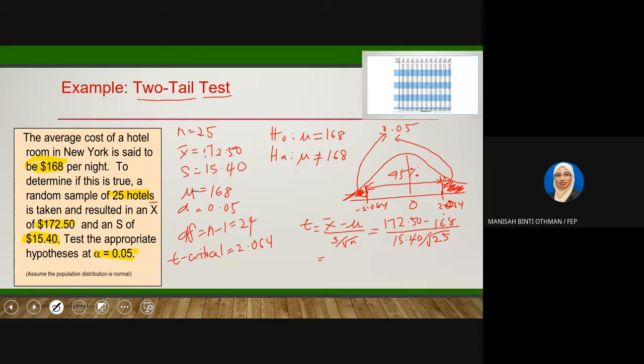Okay, calculate the t value here. Yeah, one second. Yeah, that's okay. Just calculate.